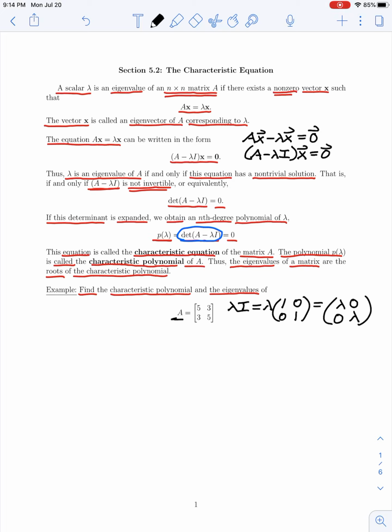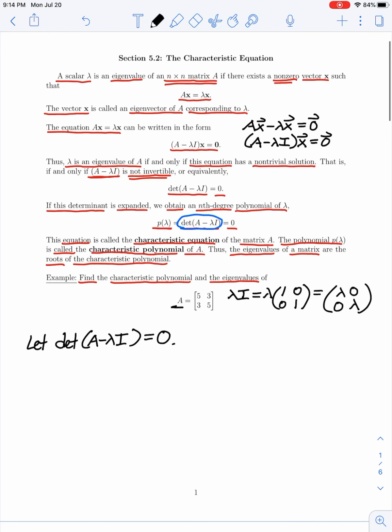So in order to determine our characteristic polynomial, we will let the determinant of A minus lambda I equal 0. This is our characteristic equation. So let's look at that determinant. Here I'm going to use the vertical bar notation for determinant.